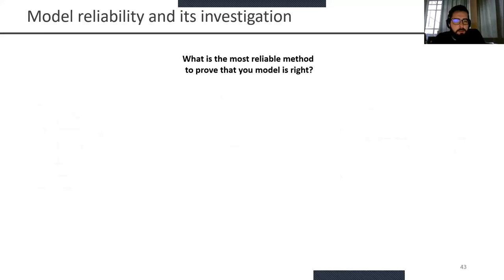So, what is the most reliable method to check if the model is right? Because yes, we build the model, we put all the experimental data into it, we connected it nicely, it converged, it's calculated, we have nice graphs, nice plots, nice animations, but how are we sure that it works, that it's real? If the model predicts something that is real?